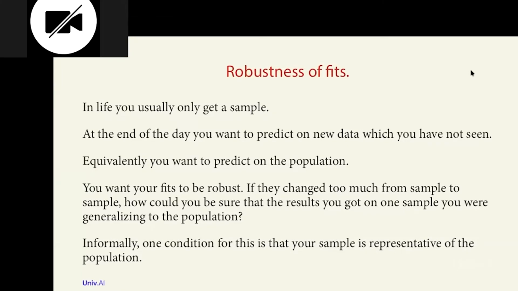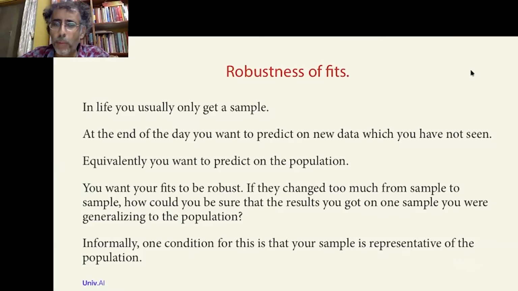Now, as a result, you want your fits to be robust. And this goes to Sukriti's point, that if your fits changed very much from sample to sample, how could you be sure that the results you got on one sample were generalizable? So there's no robustness, you're out of luck. And this theme of robustness of your fits will come back again and again. But informally, you can see that one condition for this is that your sample is actually representative of the population.